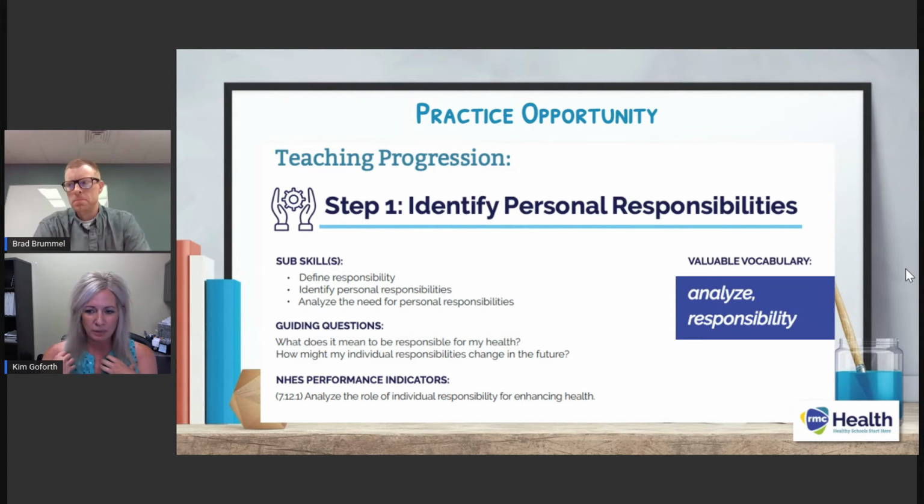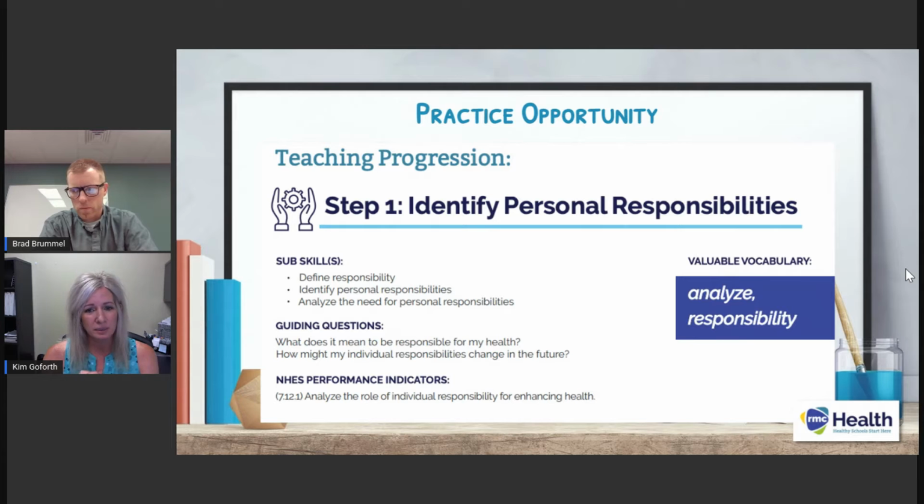And you get with secondary students, is that your job to worry about, or stay in your lane kind of conversations? What is my personal responsibility to this situation? And then analyzing a need for those personal responsibilities, the why behind it, how does this connect to their personal health.